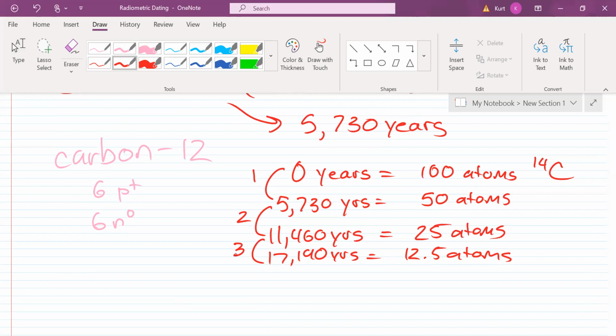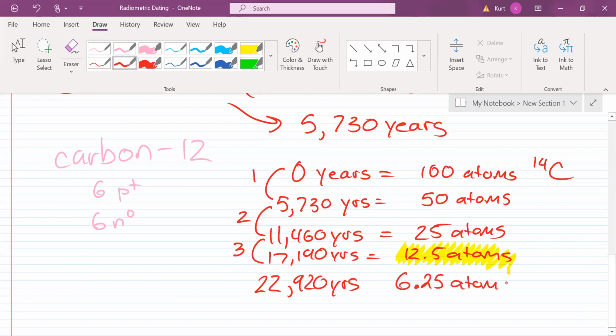you're going to have less of that radioisotope, but we can calculate how long it took. How long did it take for 100 atoms to get down to 12.5 atoms? The answer would be it took 17,190 years, or we could just say 3 half-lives. And just to put the cherry on top, 4 half-lives would be 22,920 years. That would be about 6.25 atoms. And that's the 4th half-life, okay?